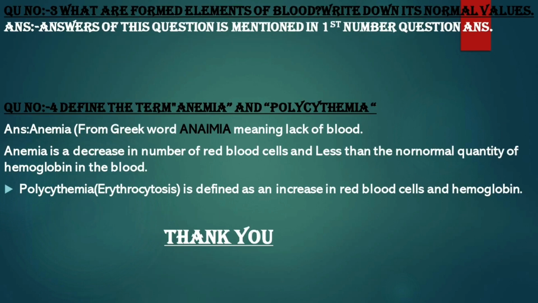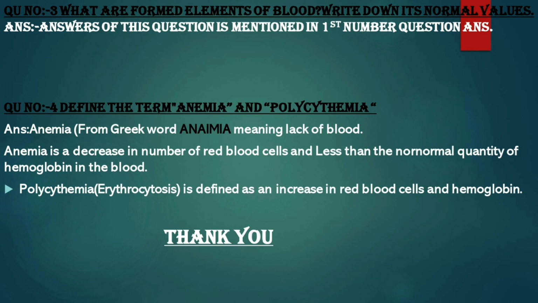Just now we have discussed blood volume. Let's start another question, for 3 marks. Question number 3, what are the formed elements of blood? Write down its normal values. The answer to this question is mentioned in the first question's answer.